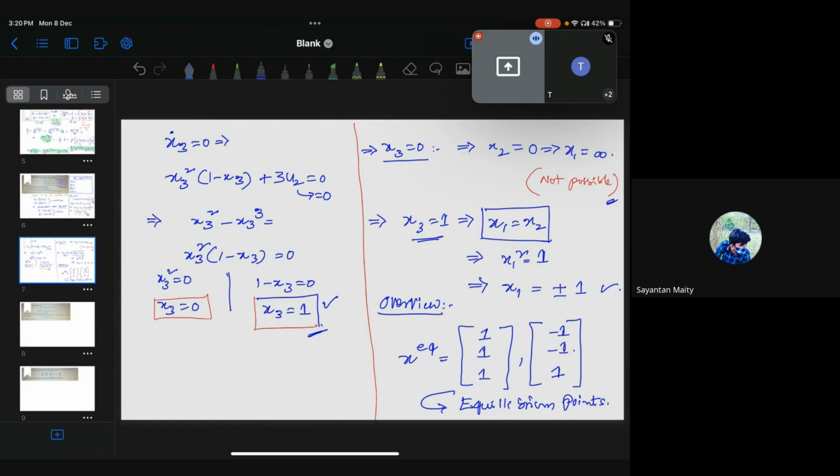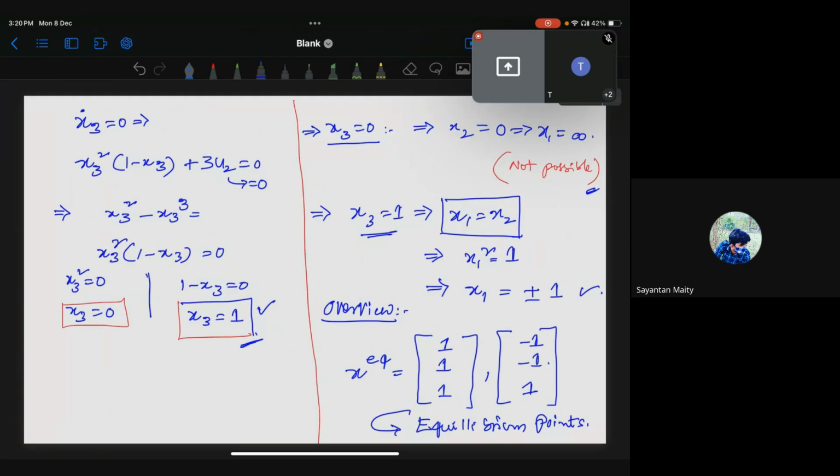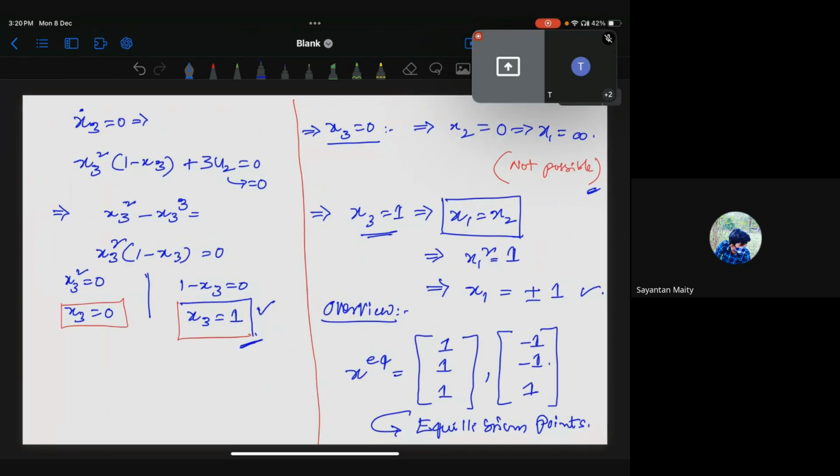Is this clear? Any doubt till this point? Any doubt or query? Finding equilibrium points. Any doubt? Okay.